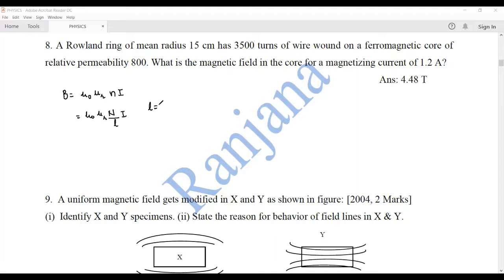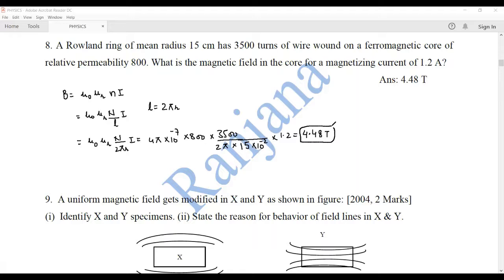Now here the length will be equal to 2 pi r, as it is the Rowland ring, and the total length will be equal to 2 pi r. So substituting the values, we get the answer 4.48 Tesla. So inside the Rowland ring, the magnetic field will be 4.48 Tesla.